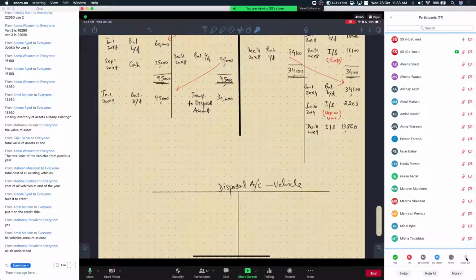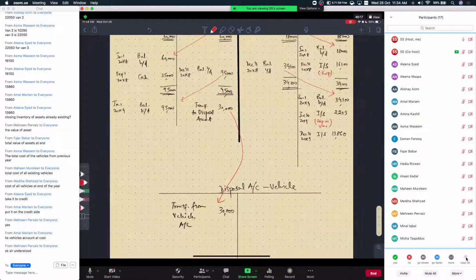So if this is credited here and it is being transferred to disposal account, then the double entry will be completed over here, because this account is being credited, so this account will be debited. So what we will do is we will have transferred from vehicles account over here, and this $30,000 is going to be transferred from this account to this account.